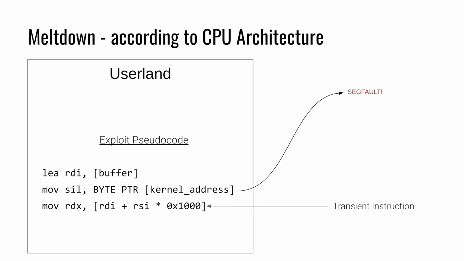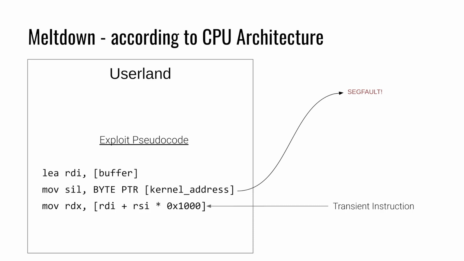Well, this last instruction here is a transient instruction. And so what is this third transient instruction? Well, it says mov rdx, [rdi + rsi * 0x1000]. Let's break this down and think about what it's doing. It is going to be taking the byte value that was obtained from the kernel, because RSI and SIL are in fact the same register, right? SIL is the least significant byte of RSI.